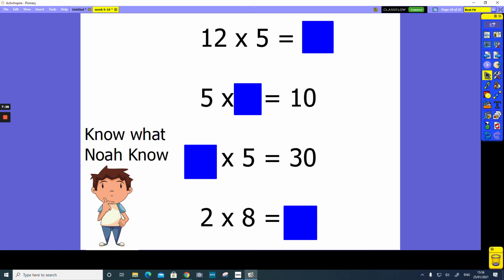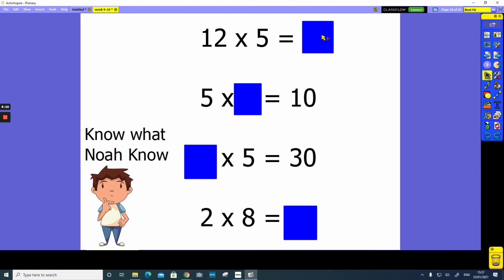On your piece of paper in front of you, write down what is hidden behind these blue boxes. 12 times 5 equals... 5 times something equals 10. Something times 5 equals 30. 2 times 8 equals... All right. Pause if you need more time or press play when you're ready to check your answer.